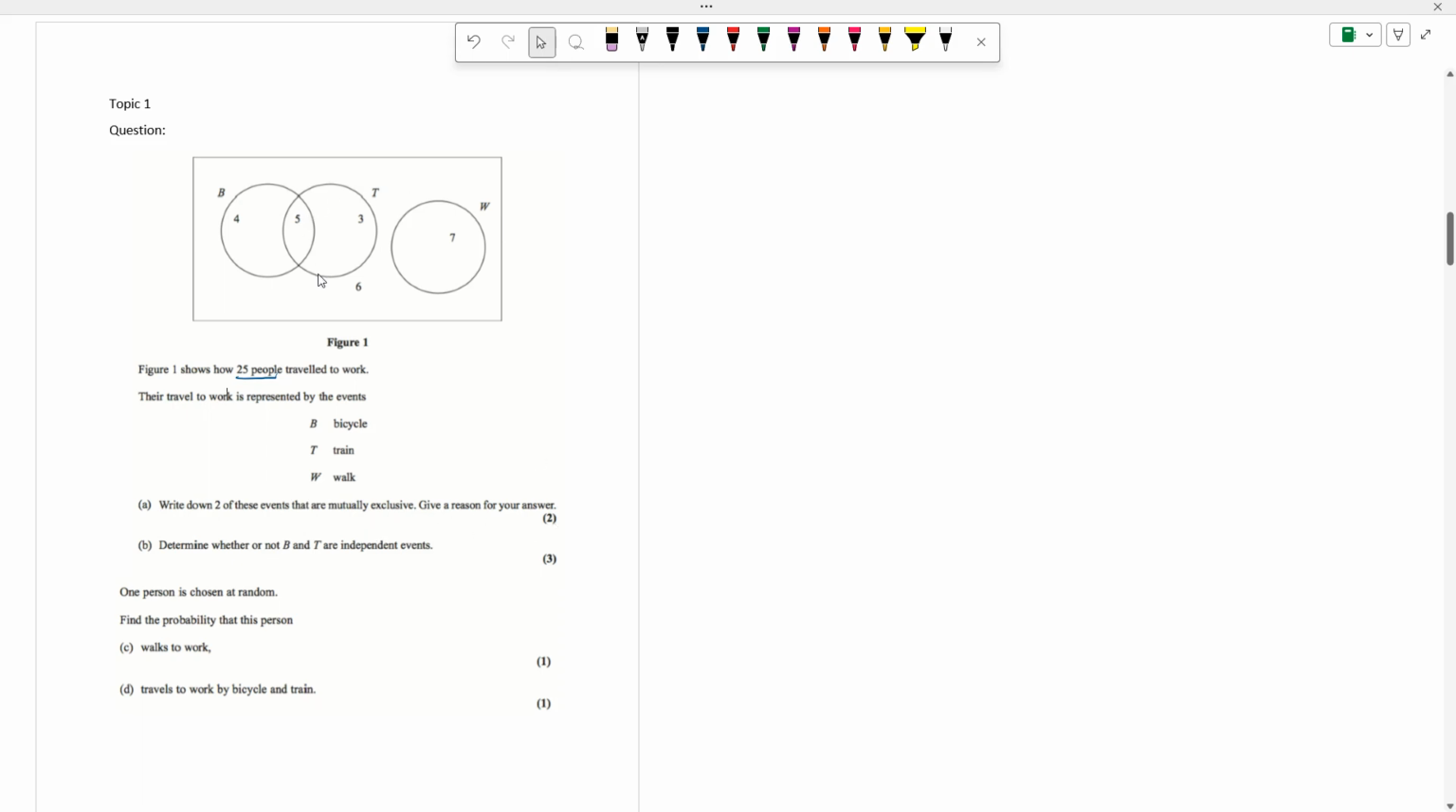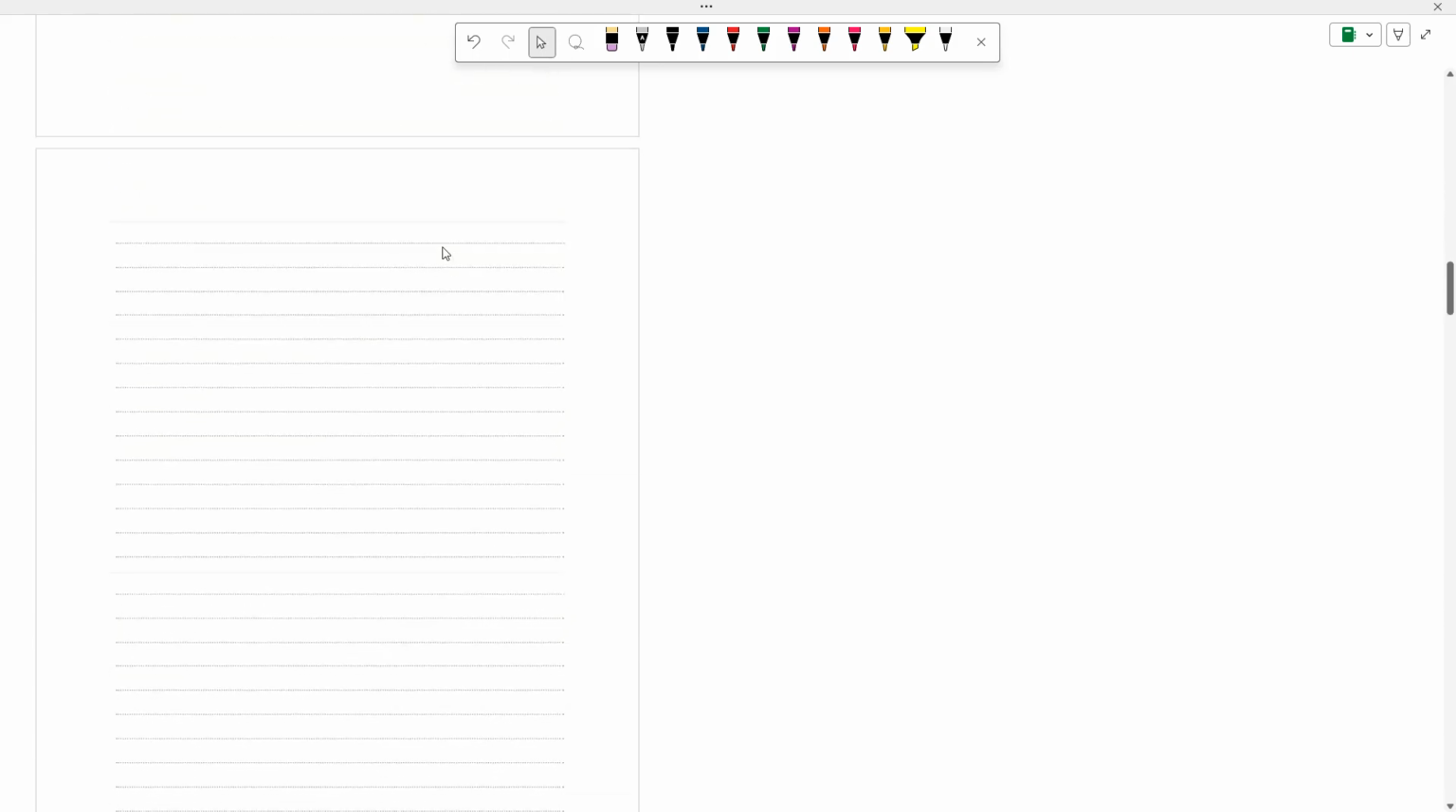So to be mutually exclusive, my Venn diagrams don't overlap. So I've got 2 options here. I'm either going to say B and W, or I'm going to say T and W. So nothing overlaps with W. So part A, you can have one of 2 answers. You can have B and W as one answer, or you can have T and W. Okay, and we simply say it's because they do not overlap. They don't share anything in common, so they don't overlap.